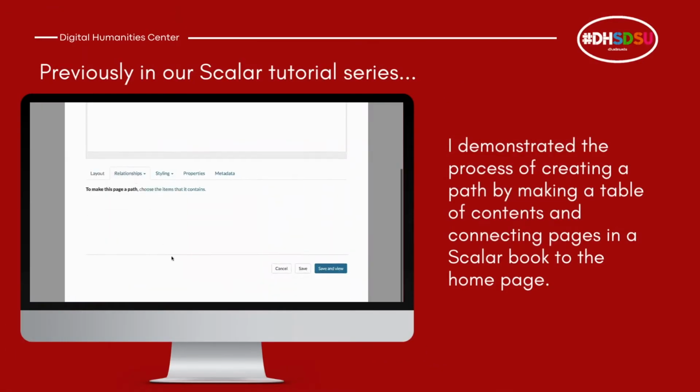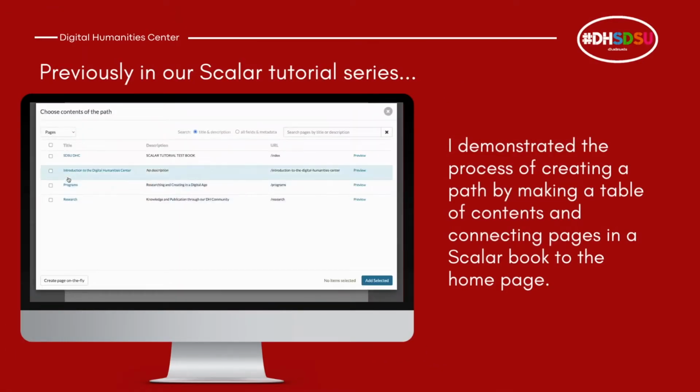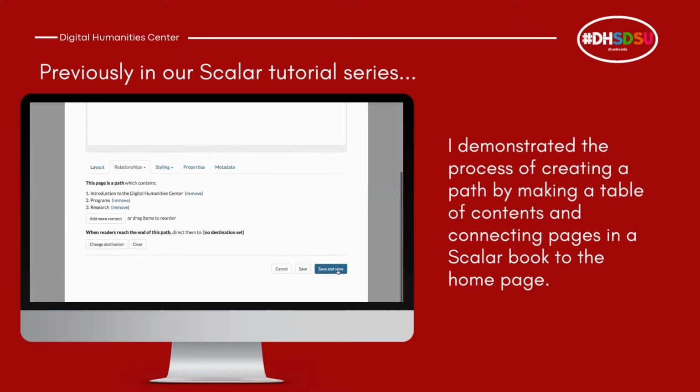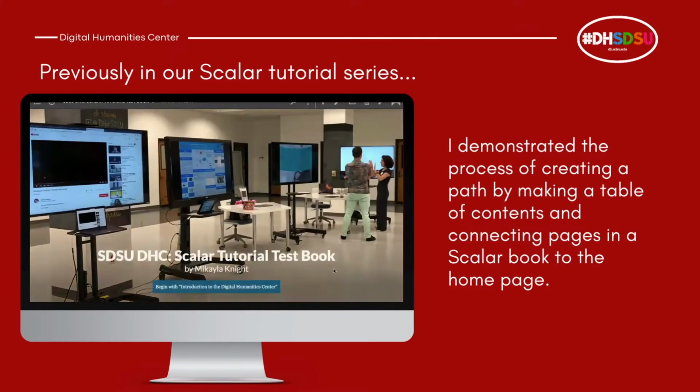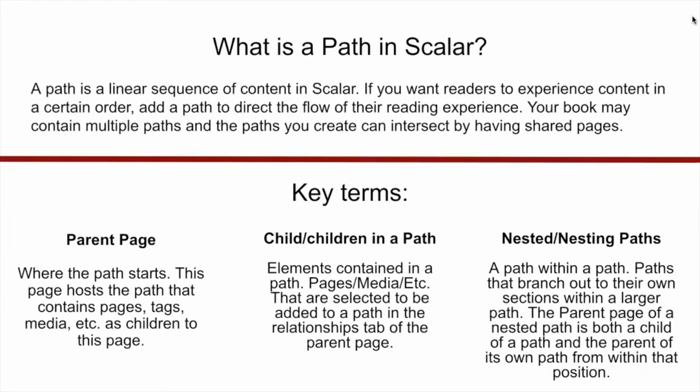Previously in our Scalar series, I demonstrated the process of creating your book's central path by making a table of contents and connecting pages in the Scalar book to the home page. In this tutorial, we will be taking that a step further by including multiple paths that overlap or nest within one another. Before exploring what using multiple paths looks like, let's review what is a path in Scalar.